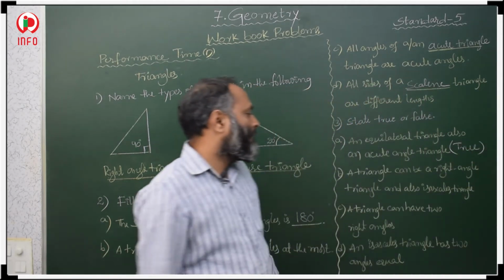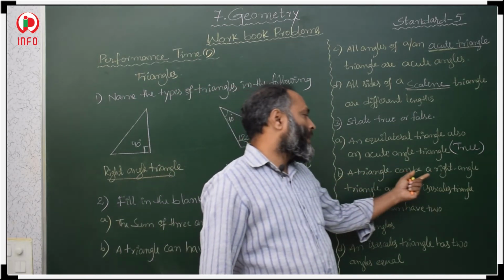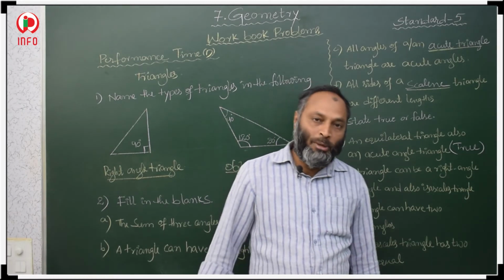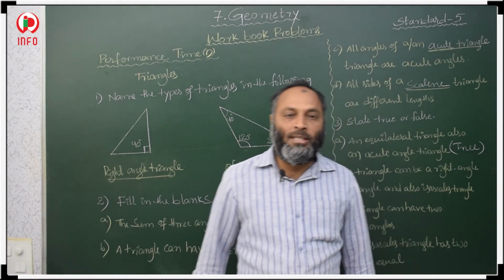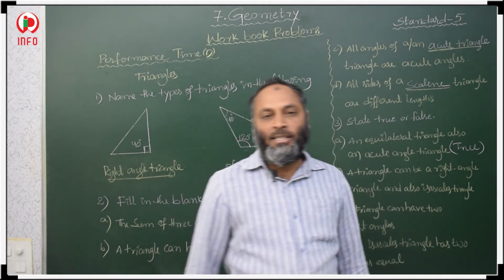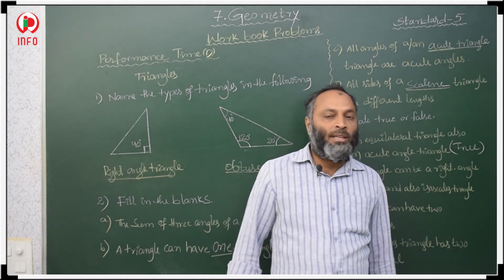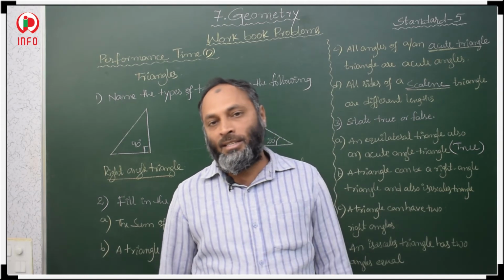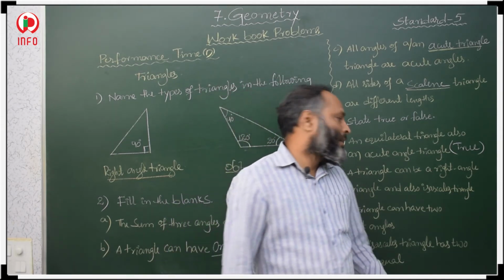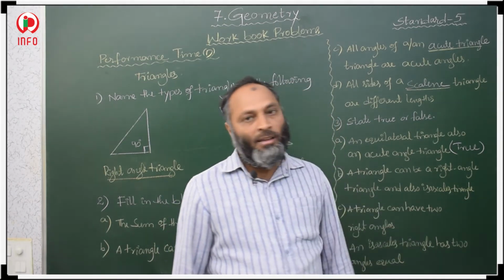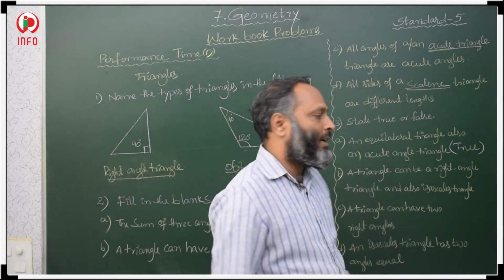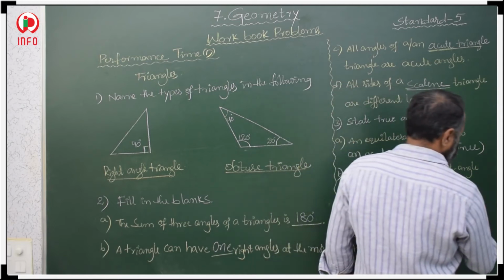Now the next one: a triangle can be a right angle triangle and also an isosceles triangle. Yes, maybe, so the possibility is there. If one of the angles is 90 degrees and the other two angles are 45 degrees, then the sum is 180 degrees. So isosceles right angle triangles are there. So the possibility is there, so it is also true.